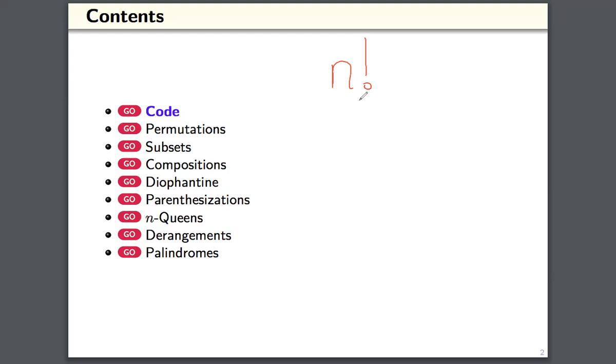So for all these generation of combinatorial objects, the best possible way to solve these problems, or you can also say the standard way to solve these problems, is using backtracking. And we will see examples. Okay, backtracking. For some of these problems, there may be better algorithms.